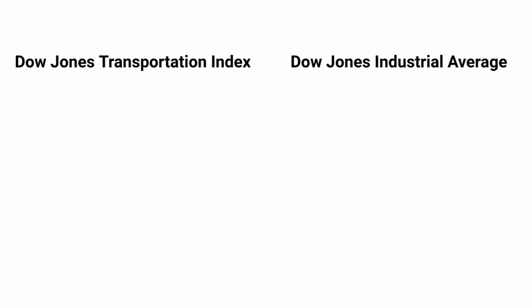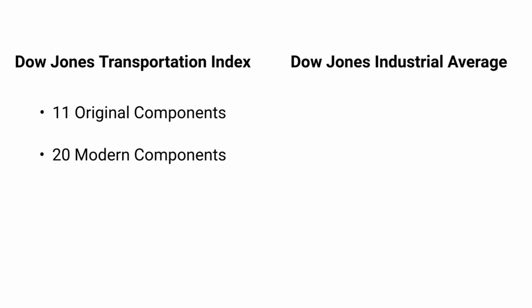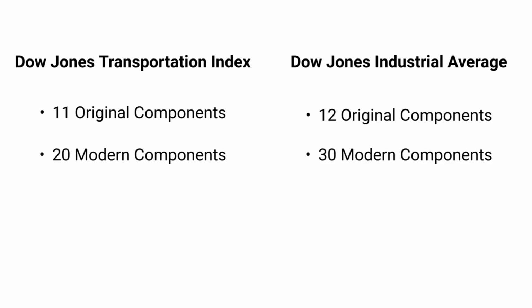Now, Charles Dow originally came up with 2 indexes to measure stock market performance: the Dow Jones Transportation Index and the Dow Jones Industrial Average. The Dow Jones Transportation Index originally tracked 11 transportation companies, most of them railroads. Today, the index tracks 20 transportation-related stocks. The Dow Jones Industrial Index originally tracked 12 industrial stocks, and today it tracks 30 stocks.